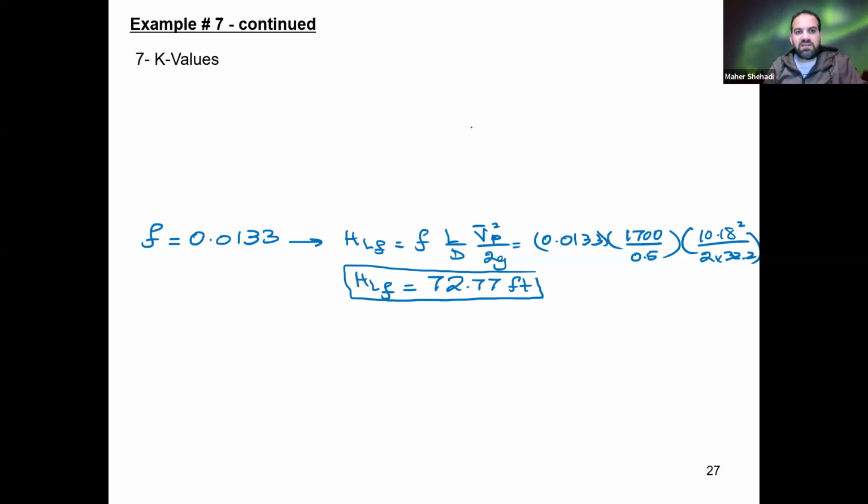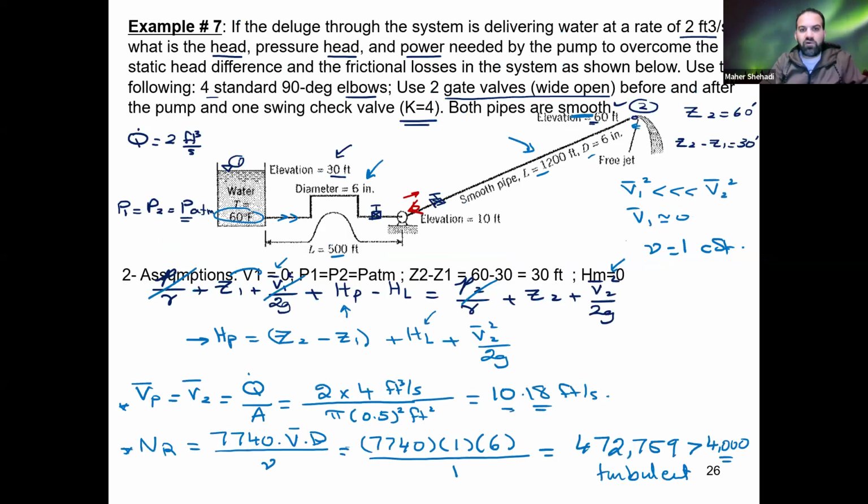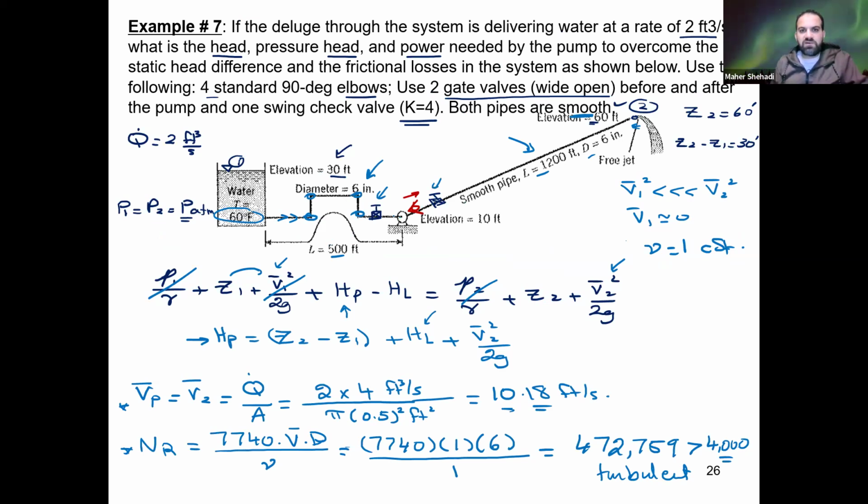All right, next we'll find the friction loss in the fittings. So we have the valves. We have 4 90-degree elbows, 1, 2, 3, 4. We have 2 gate valves. So we'll need to pick the values for these if it's not given. The check valve is given for us.